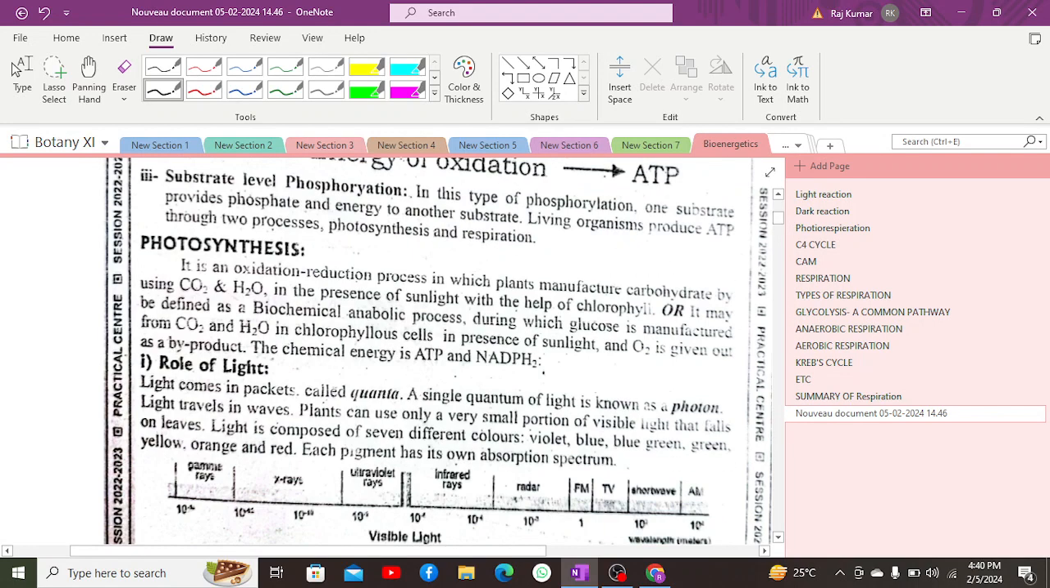Now, substrate level phosphorylation. In this type of phosphorylation, one substrate provides phosphate and energy to another substrate, in such a manner that here we are having an enzymatic reaction going on.